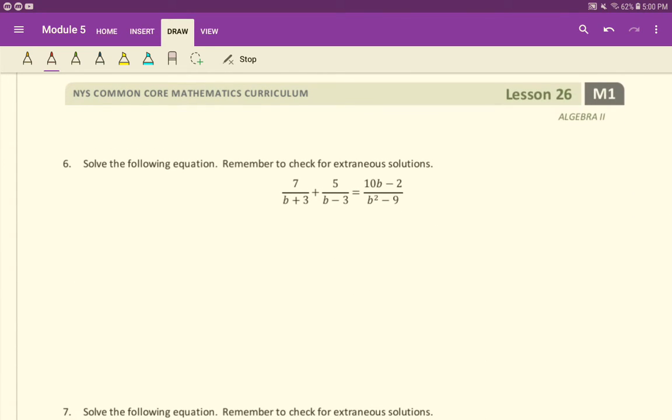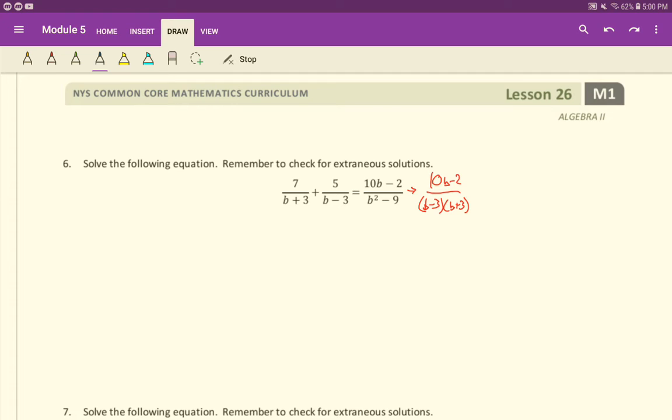Okay, so right away I can see that we need to get common denominators here. This b plus 3 and this b minus 3, those are different. And then we have this b squared minus 9, which we know can factor. This actually becomes 10b minus 2 over b minus 3 times b plus 3. And so we need to get our denominators to match up here. Okay, so how can we do that?